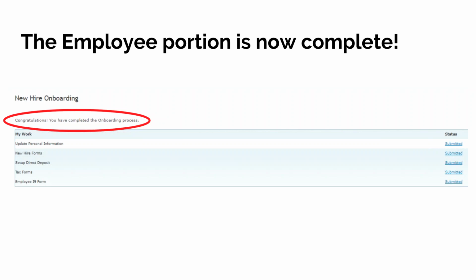So the employee portion is completed. So they ideally would let you know, or if you're helping them fill it out, then you can go in and finish your portion. But just as a key note, just because the employee portion is finished does not mean they can start working yet. We still have to finalize step 3 of the onboarding process.